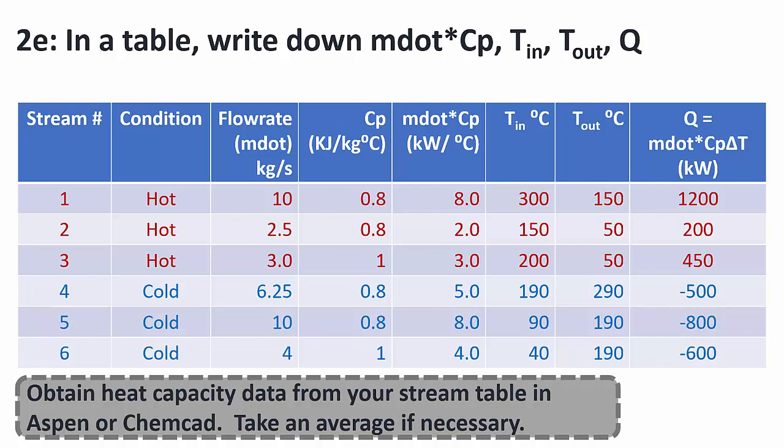After that, you calculate the flow rate times heat capacity. Then you put the inlet and outlet temperature. And then you can calculate the overall Q for each stream. This is the flow rate times the heat capacity times T in minus T out. And I have this in units of kilowatts. Something to keep in mind is that there is an overall heat deficit for this process of minus 50 kilowatts. So we need to find 50 kilowatts of heat from somewhere in order to balance this process in terms of heat.